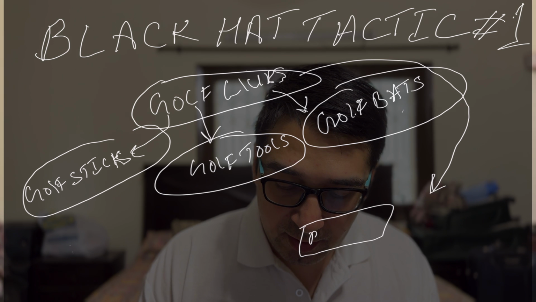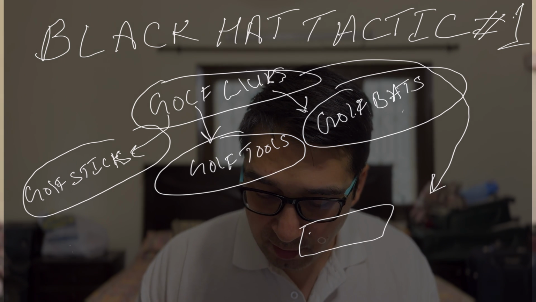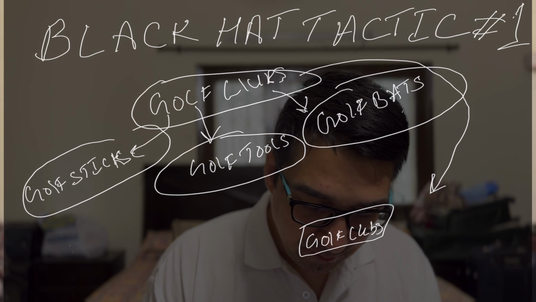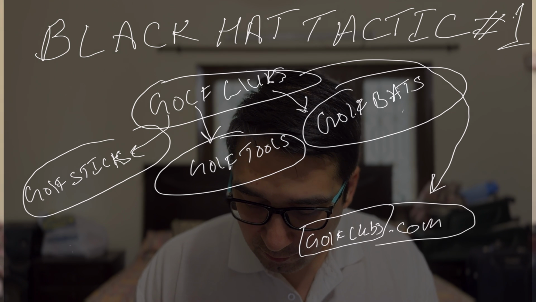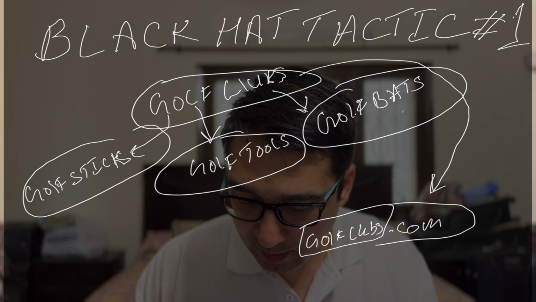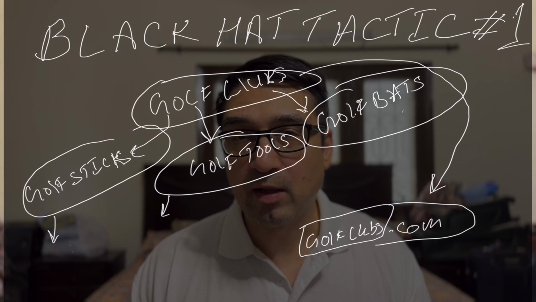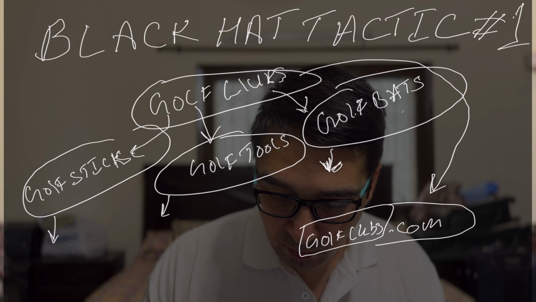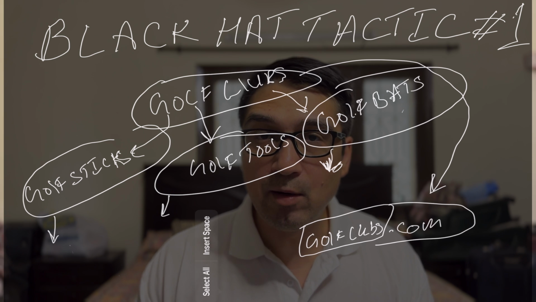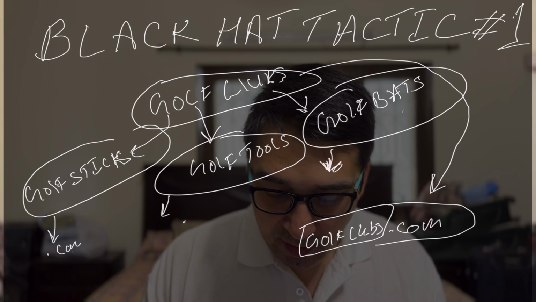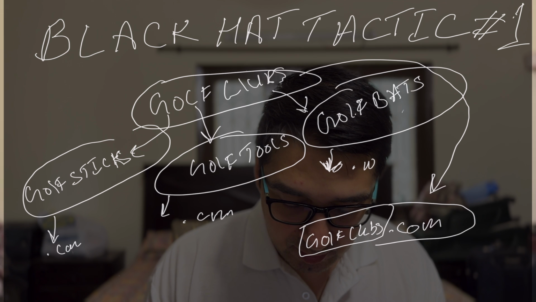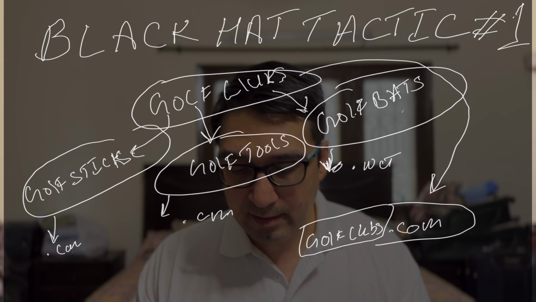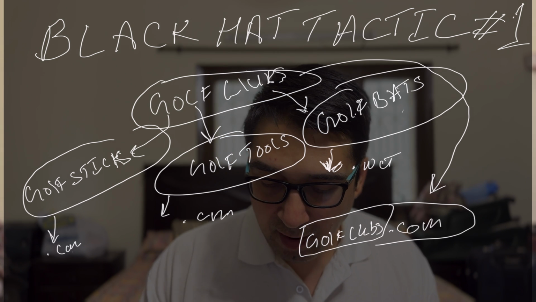So what you'll do here is you'll take golf clubs, okay, and you'll buy a domain. Ideally, you will buy golfclubs.com, all right? So ideally, you want to buy a golfclubs.com domain, and then you will try to find a domain for each one of these sub keywords or these secondary keywords. So maybe golfsticks.com. So this will be another com. And you don't necessarily need to buy a .com. You can also buy a .net. And essentially what you're doing is you're buying all of these domains.